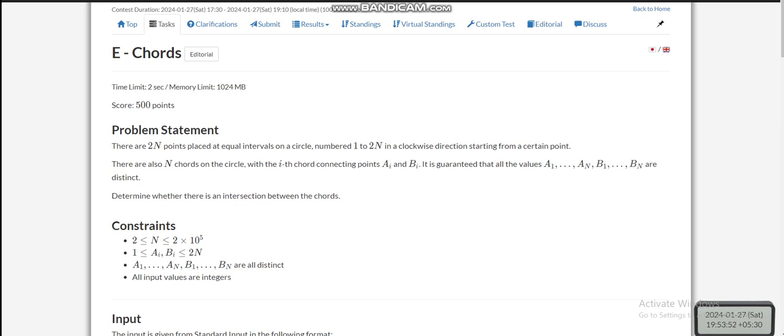We are given 2N endpoints located at equal intervals on a circle, numbered from 1 to 2N. Any edge connecting two points on a circle is called a chord. We will have N chords, connecting A_i and B_i, and each of these values A_i and B_i is distinct.